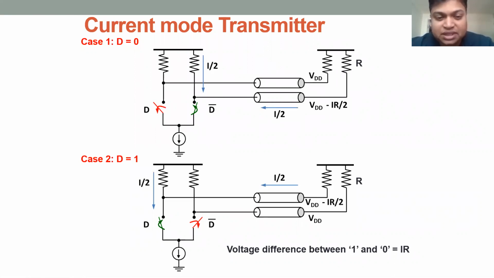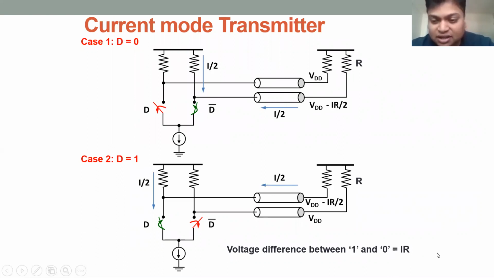Now, if I flip this scenario and I turn on this switch and turn off this one, then the I/2 current that was coming from the bottom path now would be coming from the top path. So you see the difference between the voltage levels for D0 and D1, and you can calculate it from here: it comes to IR, right? That's the received signal amplitude that I can get by burning I amount of current.